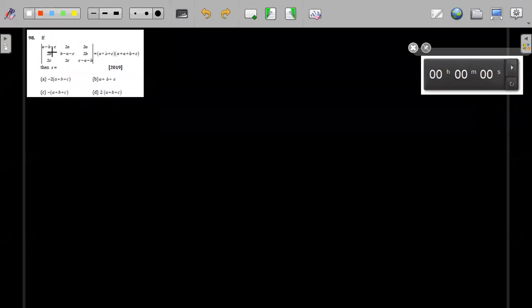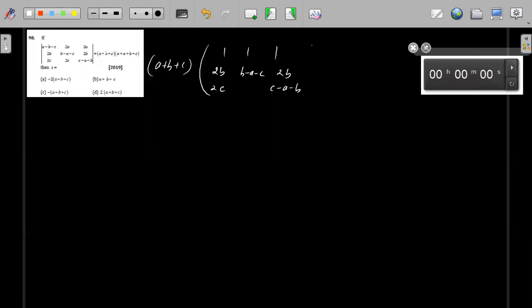So let's see. First, by adding all the rows, we will get A plus B plus C. So we will have A plus B plus C into, adding all the rows, directly I will get A plus B plus C. So this is 1, 1, 1. This is 2B. This is B minus A minus C. This is 2B. This is 2C. This is C minus A minus B. Right?